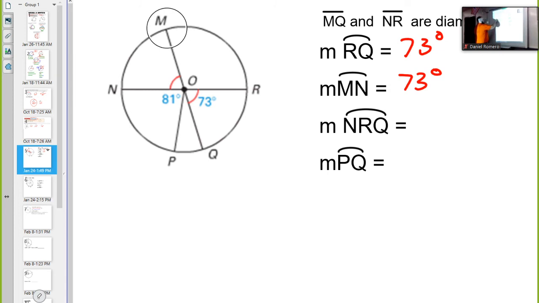Alright, what is the measure of arc RQ? So starting at N, ending at Q.